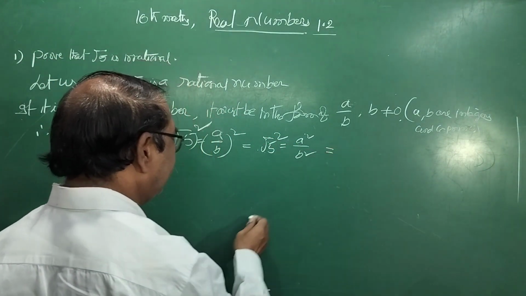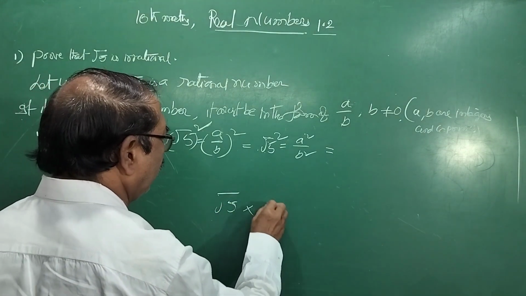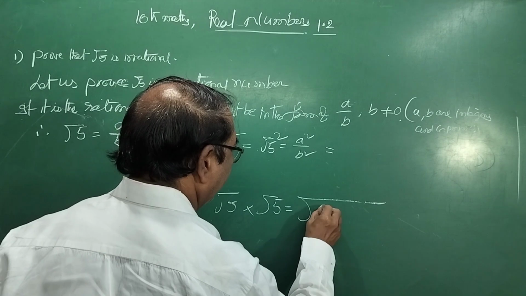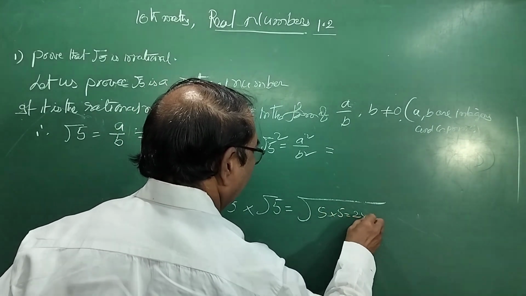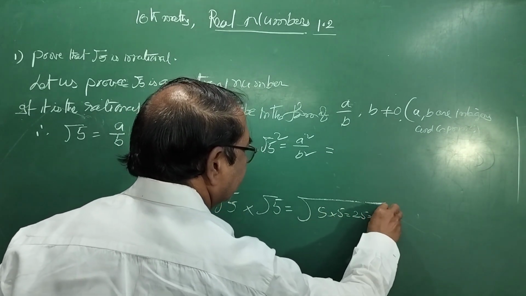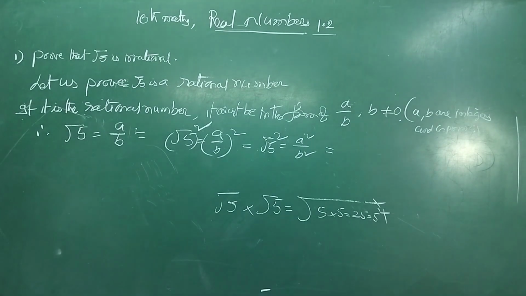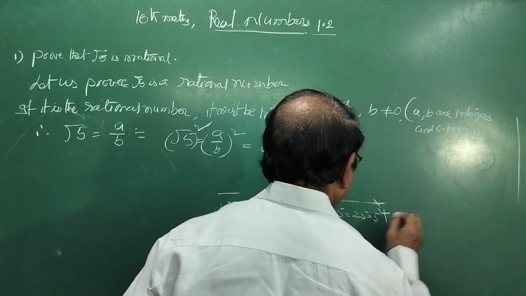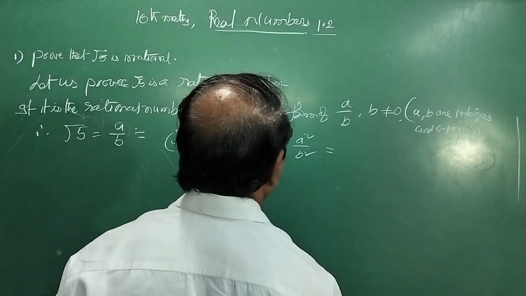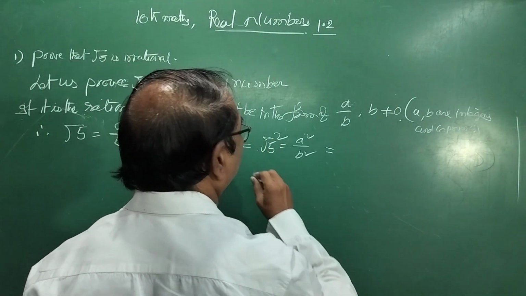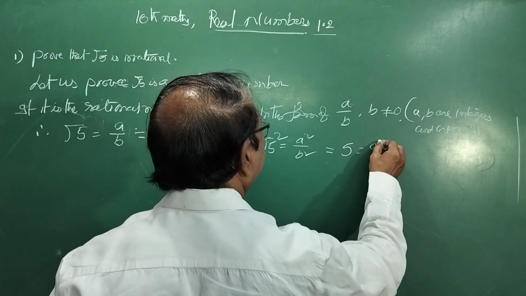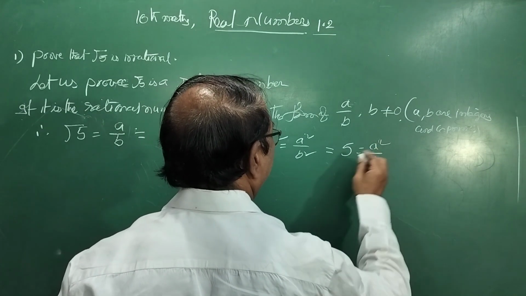Root 5 square means root 5 into root 5, how much? Under root both are, so root 5 into 5 is equal to 25, that is equal to 5 square. Square and root will be cancelled. Whatever remained, 5 is the remainder. So root 5 whole square means 5 is equal to a square by b square.